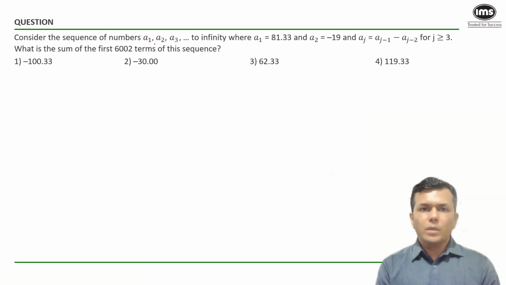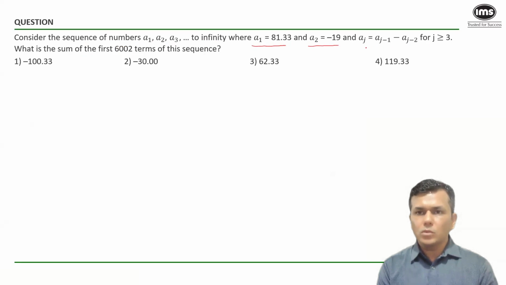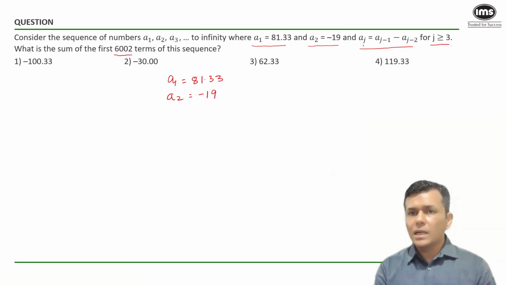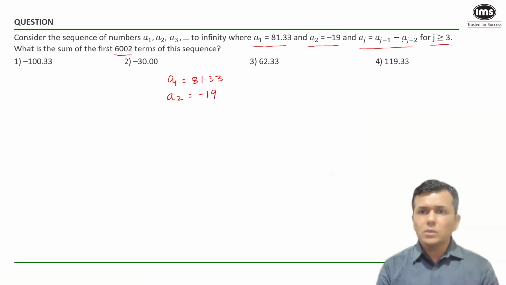Consider the sequence of numbers a1, a2, a3 to infinity, where a1 is equal to 81.33, a2 is equal to minus 19, and aj equals aj minus 1 minus aj minus 2 for j greater than or equal to 3. What is the sum of the first 6,002 terms of this sequence? So we have been given a1 equal to 81.33, a2 equal to minus 19. And then this is given, which says that aj is equal to aj minus 1 minus aj minus 2 for j greater than or equal to 3.